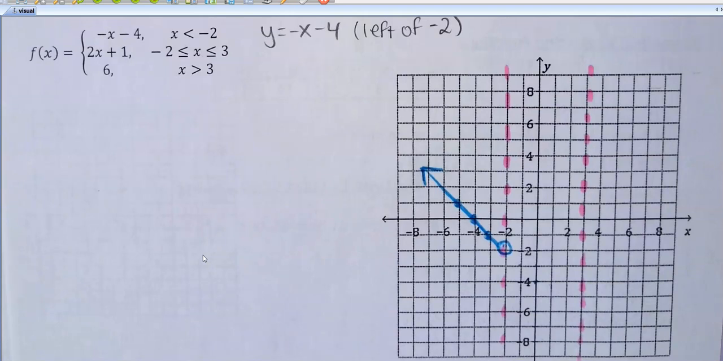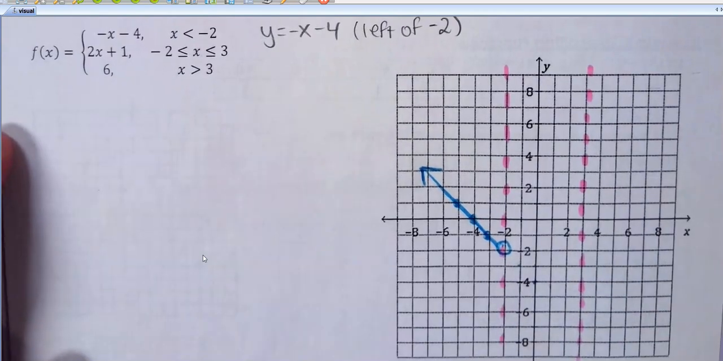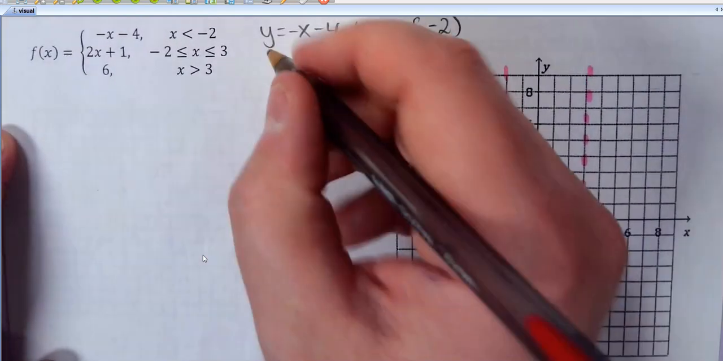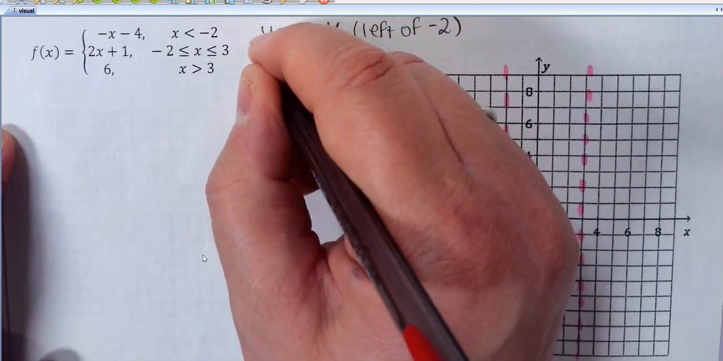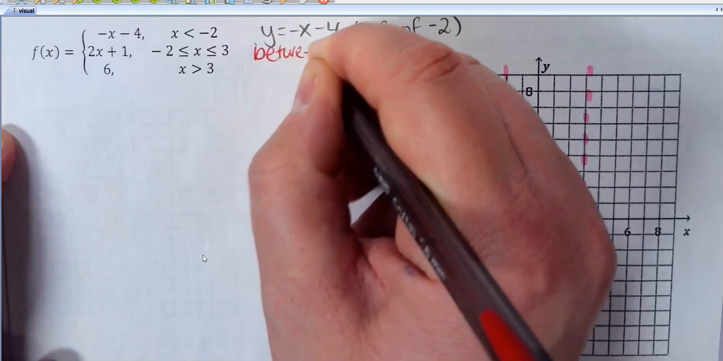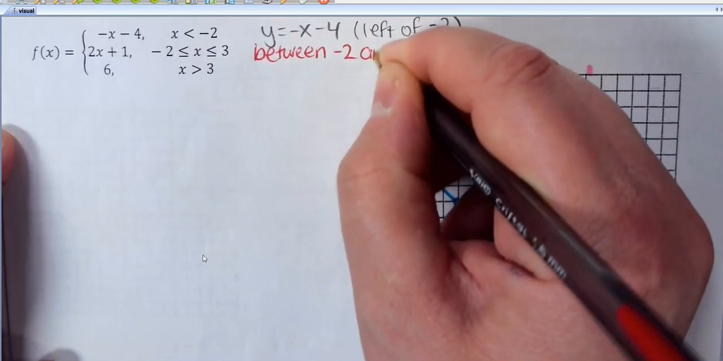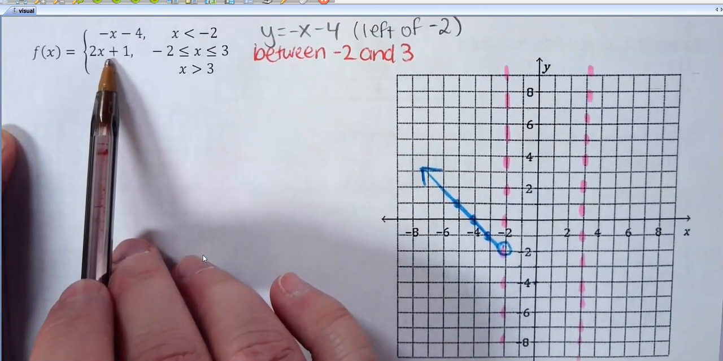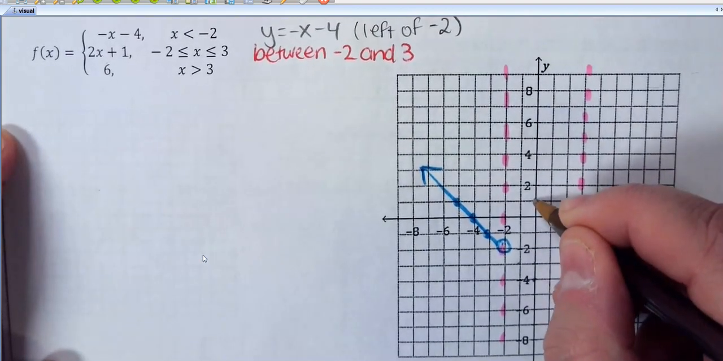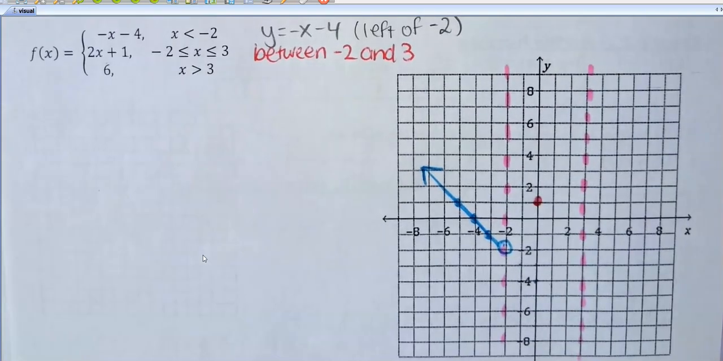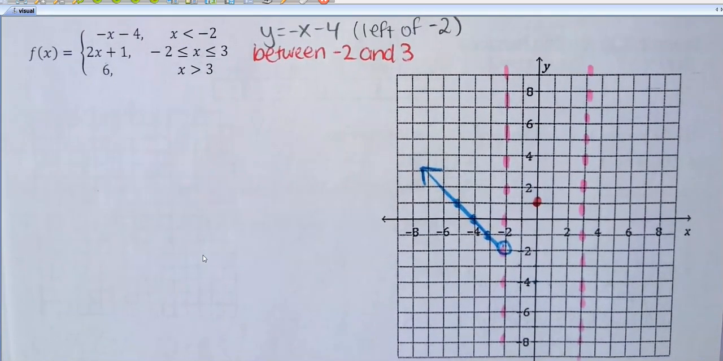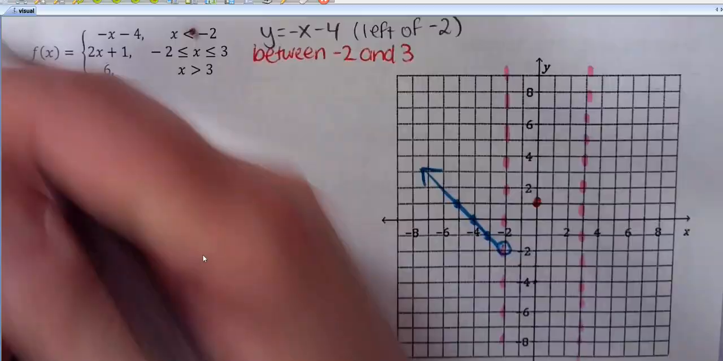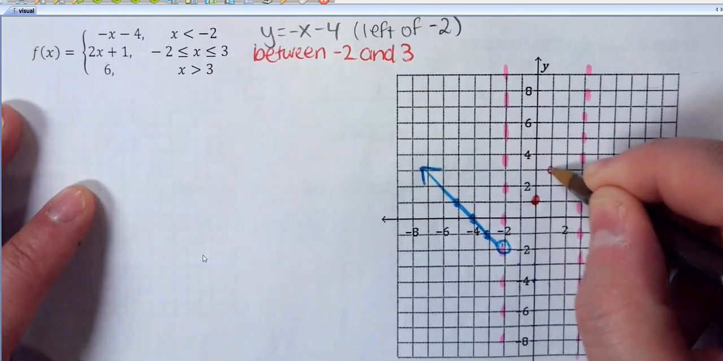Now, the one in the middle, if I was just graphing that normal line, right? So this is going to be between the -2 and 3. Now, this is 2x plus 1, right? We'd start at 1, and I would go ahead and plot that point, because that's in between where I need to be for that piece. And then I would just go up 2 over 1, up 2 over 1.